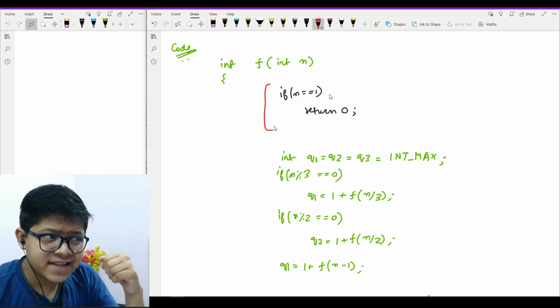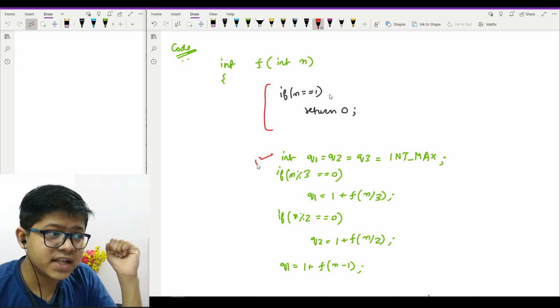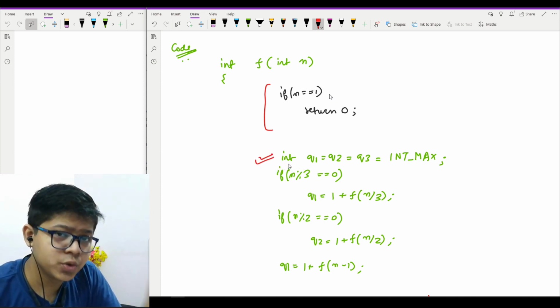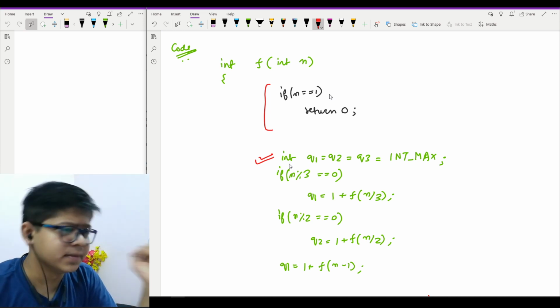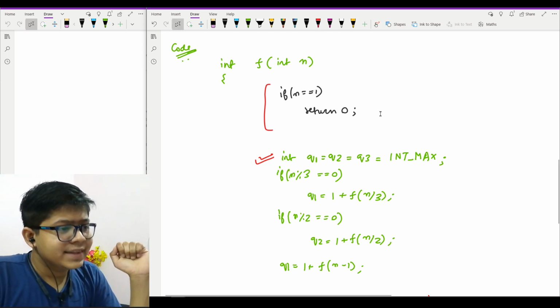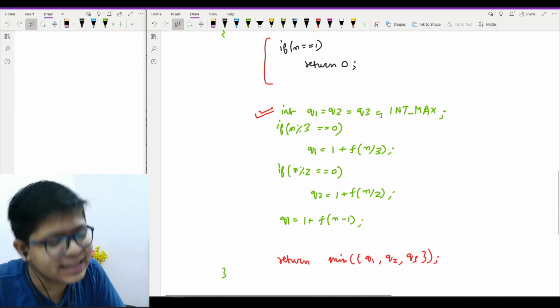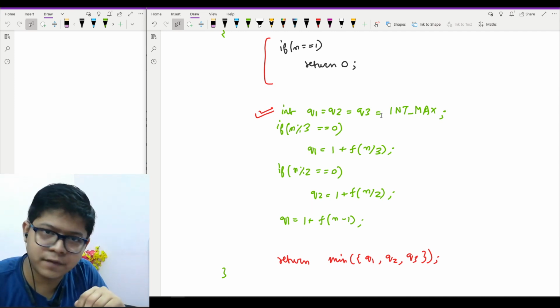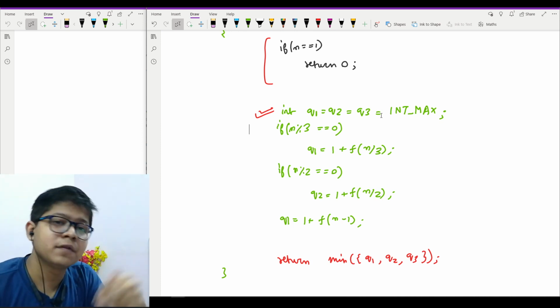Then our base case, as I said, n equal to 1 is the base case. Then our recursive case, in which I initialized my q1, q2, q3 to int max, although only 2 are required, q1 and q2, but still no worries. Then if my n is divisible by 3, then I will do 1 plus f of n by 3. If it is divisible by 2, then I will do 1 plus f of n by 2.